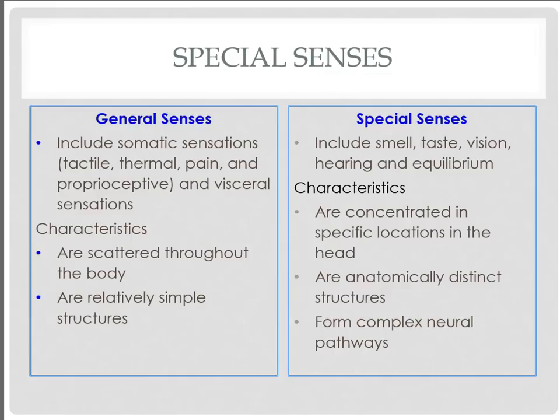Now on to the special senses. Special senses include smell, taste, vision, hearing, and equilibrium. What's characteristic about these special senses is that they contain exteroceptors that are located specifically in regions in the head, that there are anatomically distinct structures that are attuned to be able to pick up the respective stimuli and then form those pathways that travel those same three-order neurons to the central nervous system.